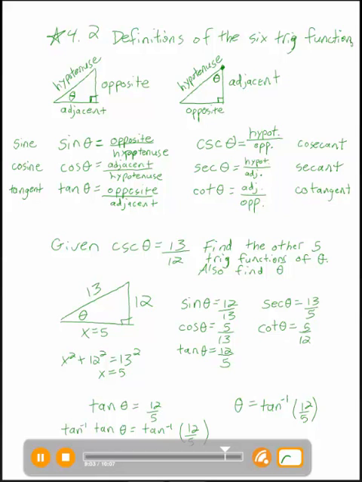So if I am in degree mode and I evaluate theta, I should get that theta is approximately 67.380 degrees. But if you're in radian mode, it's going to tell you that theta is approximately 1.176 radians. So either answer is fine, but you just got to be aware of what mode you're in.